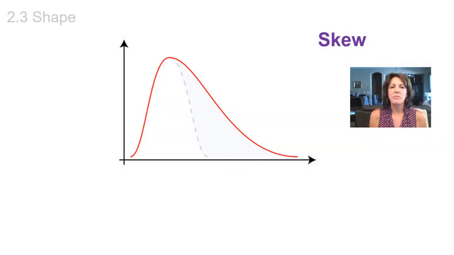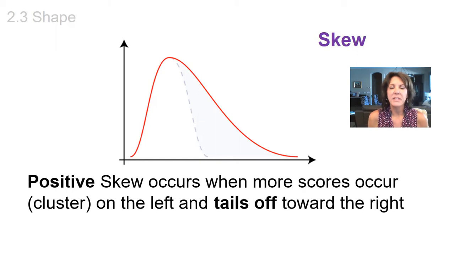The next kind of distribution we have is called a skewed distribution. And this is an example of something called a positive skew. A positive skew occurs when most of the scores are on the left-hand side, but some extreme scores on the right-hand side sort of pull the curve away. So the scores cluster on the left and trail off, or tail off, to the right.